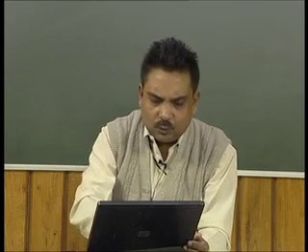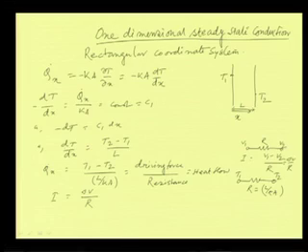Now, whatever we have seen here, if we try to apply the Fourier field equation, the basic general conduction equation is 1 by alpha del T by del t equals grad square T plus Q dot gen by K. This is the very generalized equation, and we have seen in the last class how to derive it.